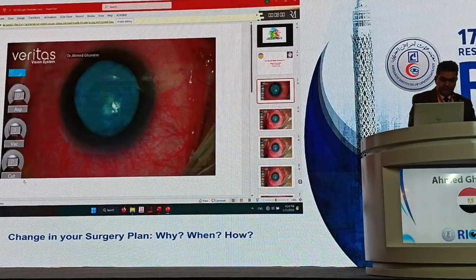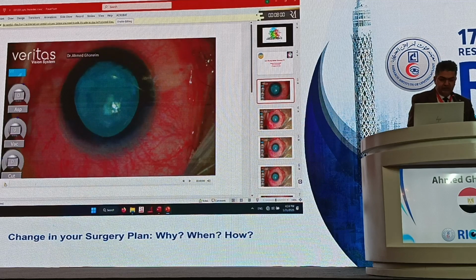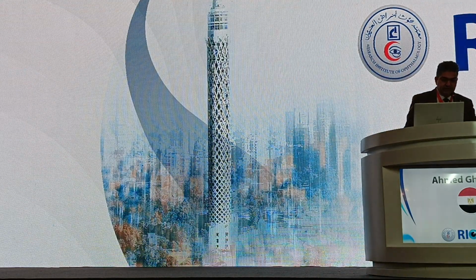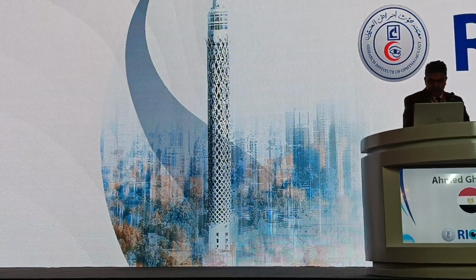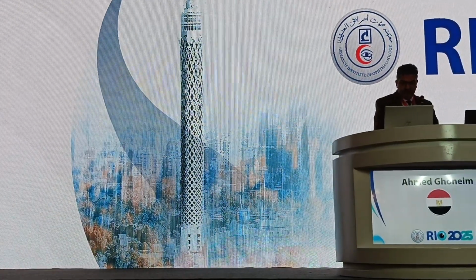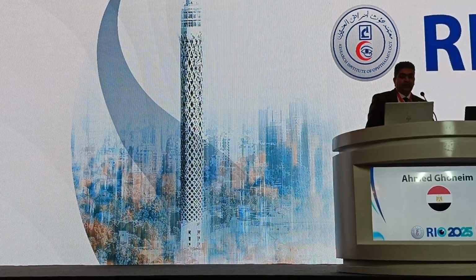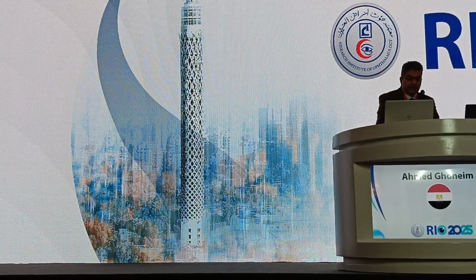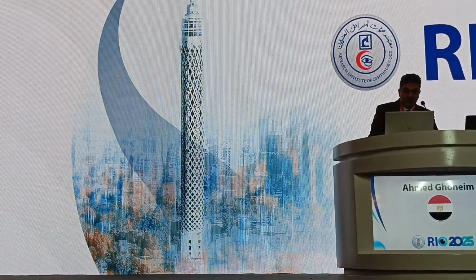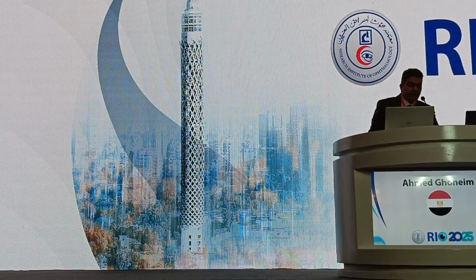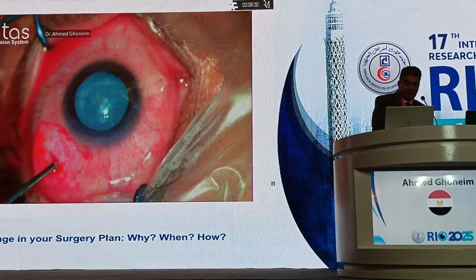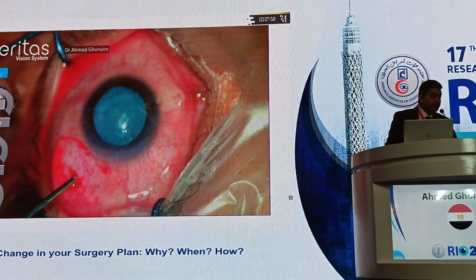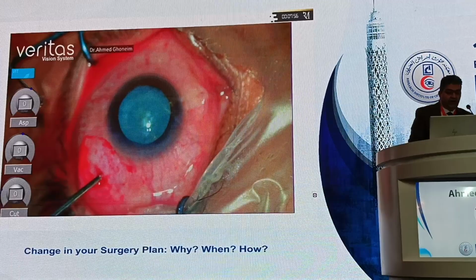This case just came to me, referred from one of my colleagues. It was just an intumescent cataract with high tension.